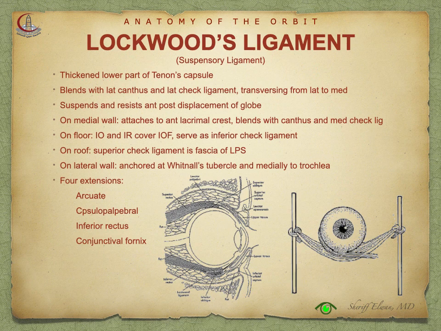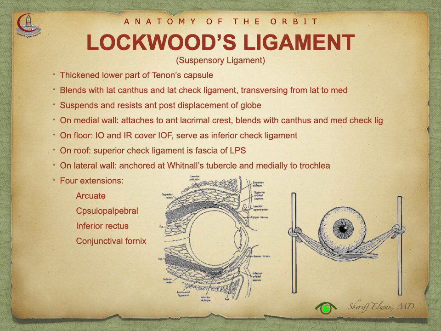Another structure that has to be described is the Lockwood ligament. It's the suspensory ligament of the globe. It is the thickened lower part of the Tenon's capsule. It blends with the lateral canthus and the lateral check ligament, traversing from lateral to medial. So it serves like a hammock under the globe. It suspends and resists anterior-posterior displacement of the globe. On the medial wall, it attaches to the anterior lacrimal crest and blends with the canthus and medial check ligament.